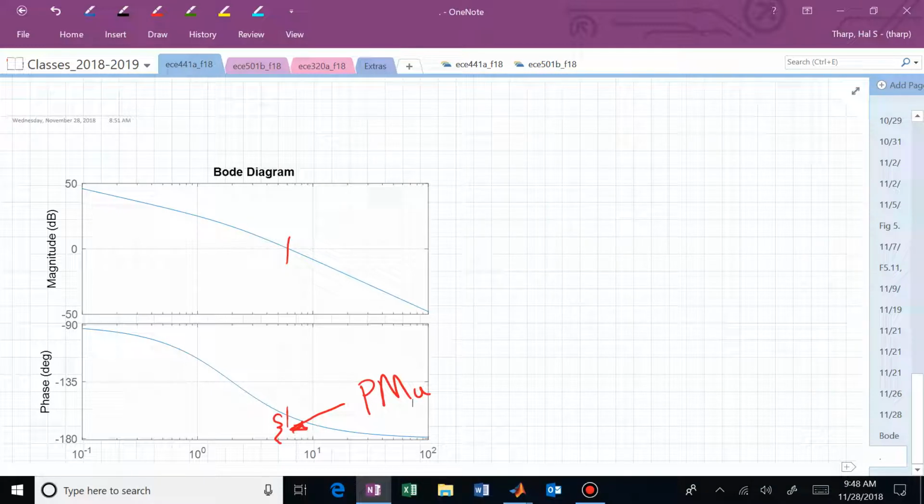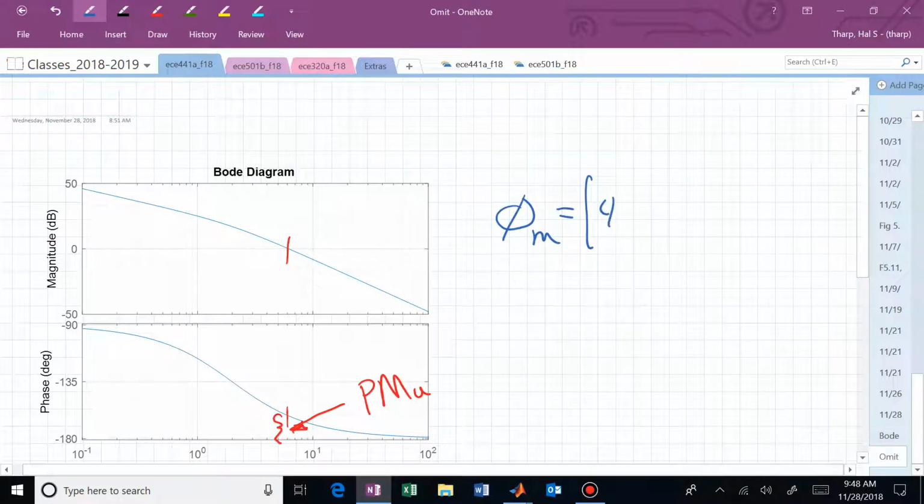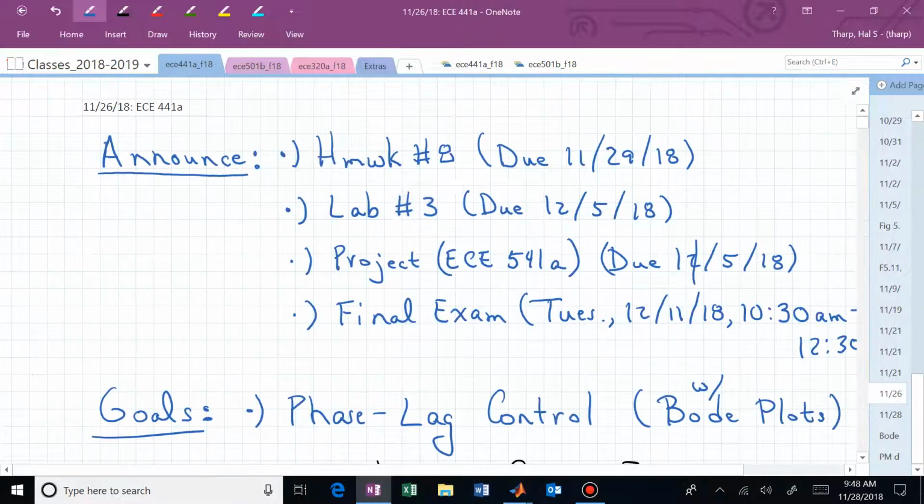Now, what are we wanting to do now? What step are we in this process? Do you remember the recipe? We need to find the necessary phase that we need to add to our system. And we wanted 40 degrees. This was our phase margin desired. Wow. Maybe I will start drinking coffee.